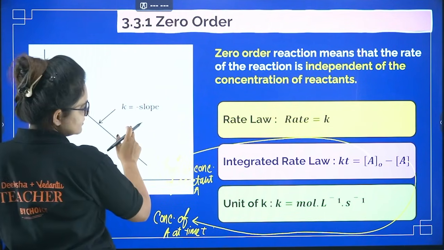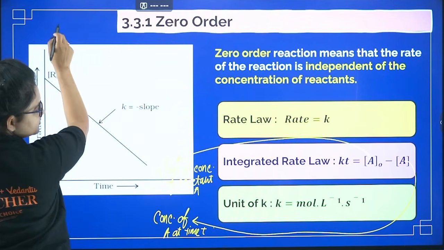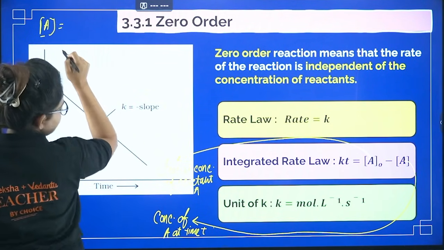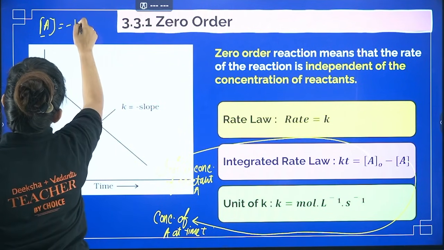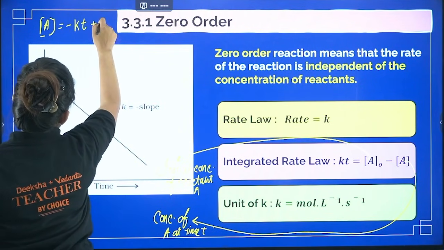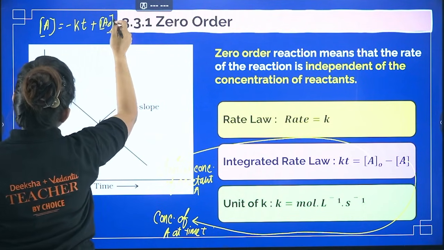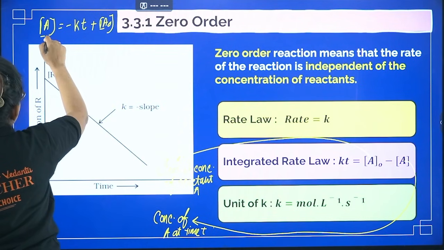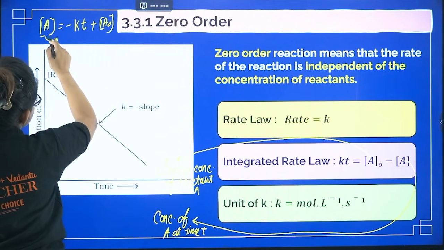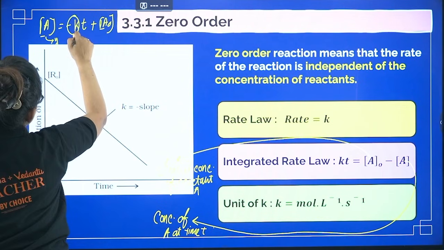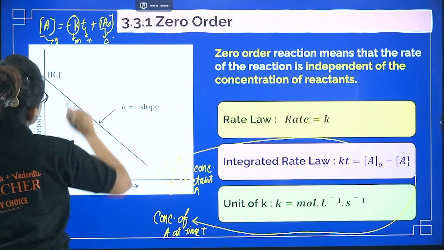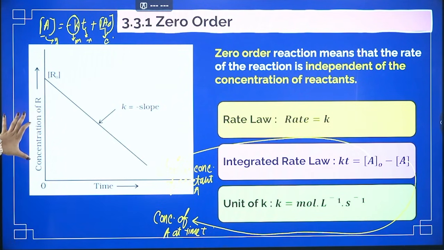From here, the concentration of A can be written as minus kt plus A0. A and R is quite similar here. So now you can see A is your y axis, the concentration of A, minus k is your slope m, t is your x axis, and this is your intercept. Concentration of reactant is the y axis, time is the x axis.